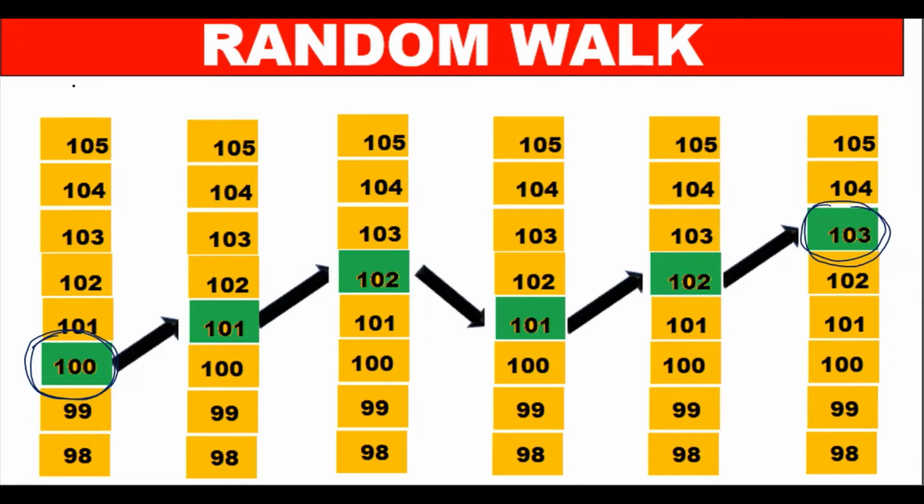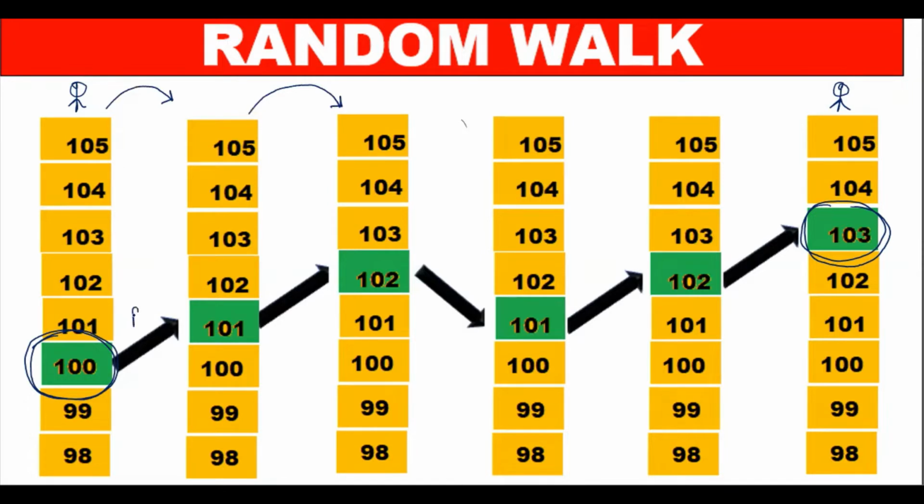Suppose I am here now. My worth is 100 rupees. What is the probability that I will have 103 after 5 time periods? Each time period is 1 minute, suppose, and someone is tossing a coin. I have to accumulate 103 after 5 tosses. So from here to here, if I win, I will go to 101. If I win here, I will go to 102.